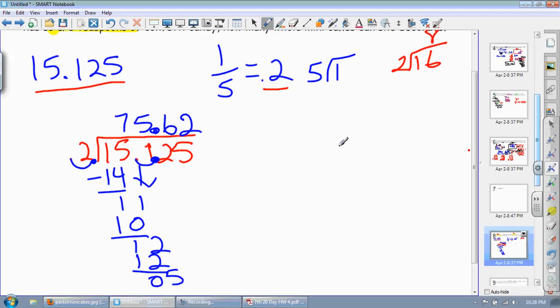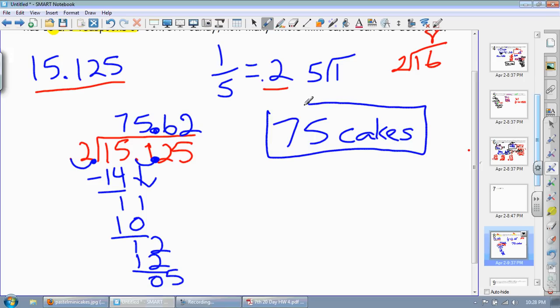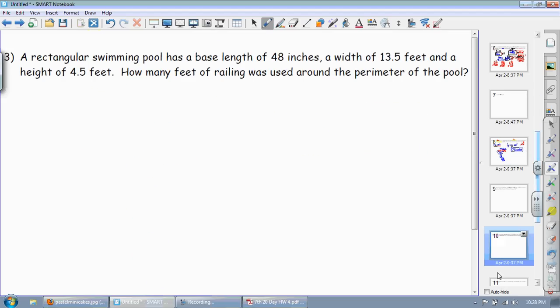So how many cakes can she make? She can make 75 cakes. And when I say cakes, I mean mini cakes, which are totally not cupcakes. Okay. Number 2.